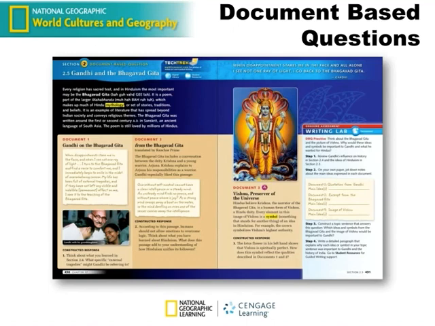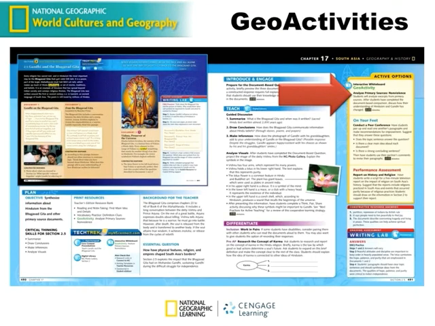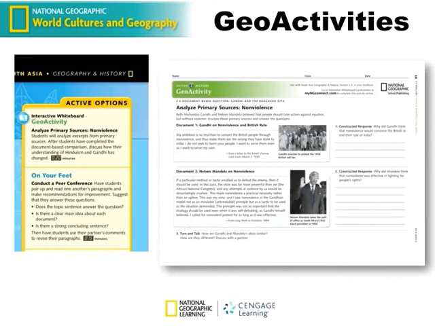As you can see, each of the documents will be presented to the students here, and then they will complete the writing lab. Hopefully, you also notice the GeoActivity active options. GeoActivities are interactive whiteboard lessons that have been developed for both SMART and Promethean boards. There is a GeoActivity available for each lesson. The next slide will provide some additional details on how the GeoActivities are set up.